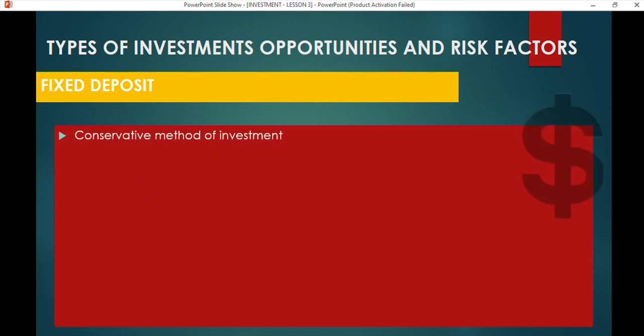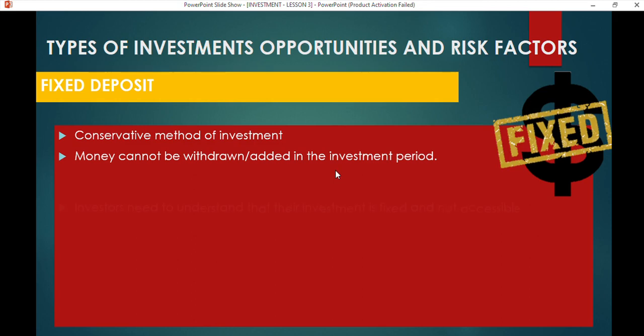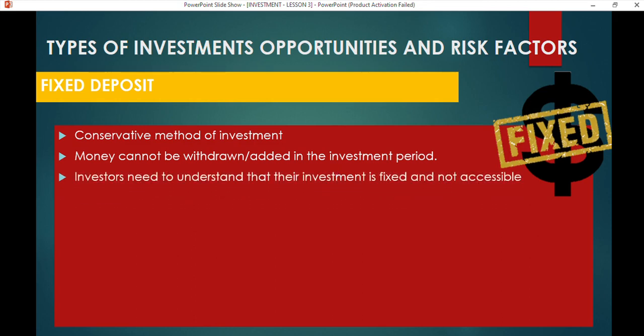It means you go to a bank and you take a specific amount of money, you deposit it into an account, and it is fixed. You cannot withdraw it, you cannot add to this at any time while it's in that investment period. So you can determine ahead of time you want to invest in this fixed deposit for a specific amount of time, and then in that time you will get a certain interest rate, but it is fixed, and you need to know that the investment is fixed in that period and it is not accessible.